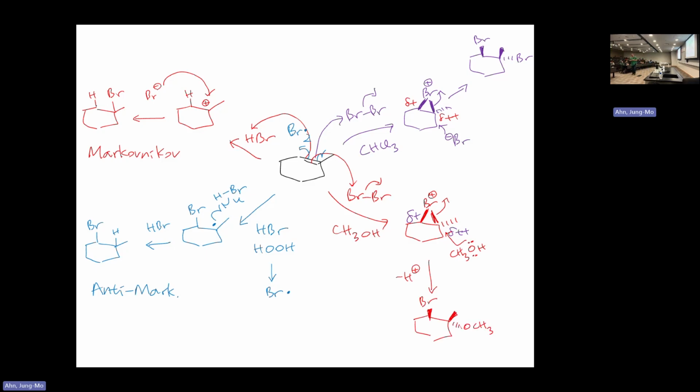And then it opens up the bromonium ion and loses the proton in the end. So you get the bromine on the less substituted side, and then the methoxy group from the methanol sitting on the more substituted side. So I will call this product still following the Markovnikov rule. I mention one more time, this is a Markovnikov product because the nucleophile is sitting on the more substituted side.